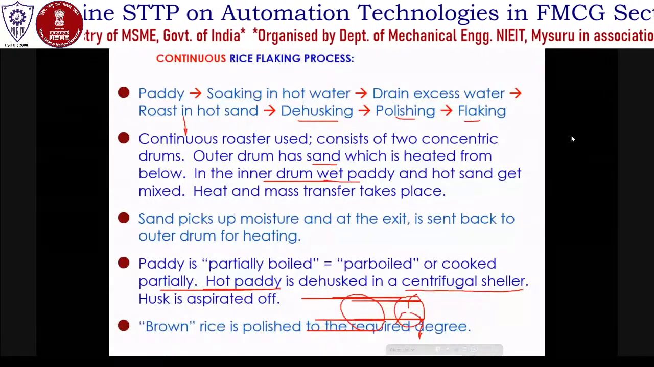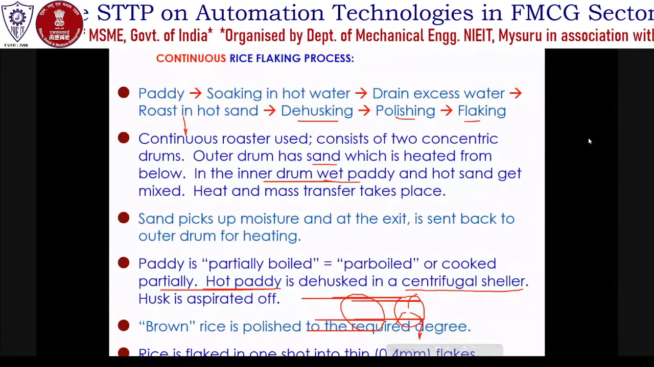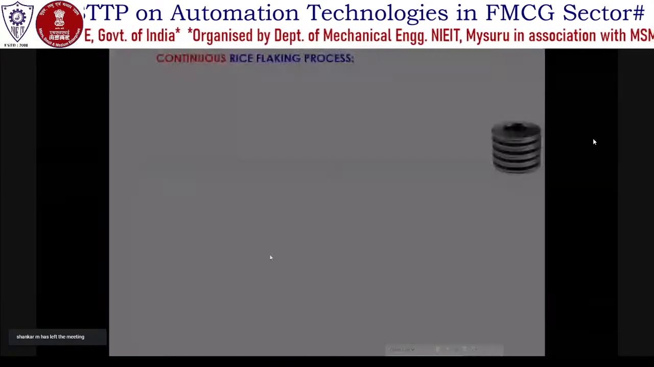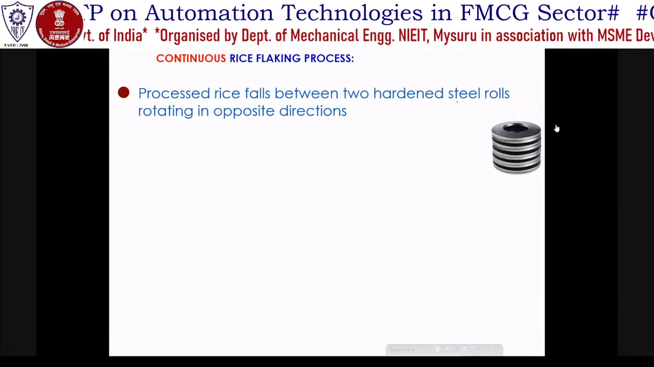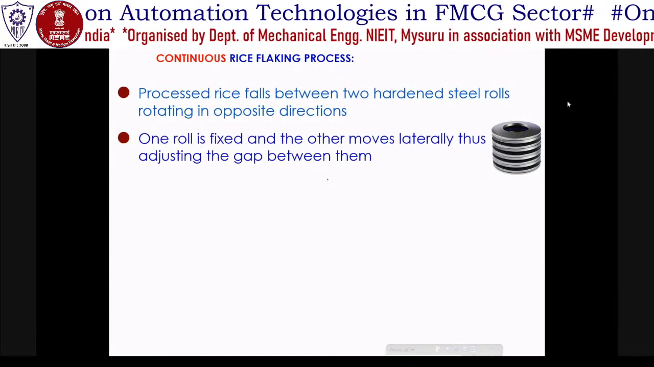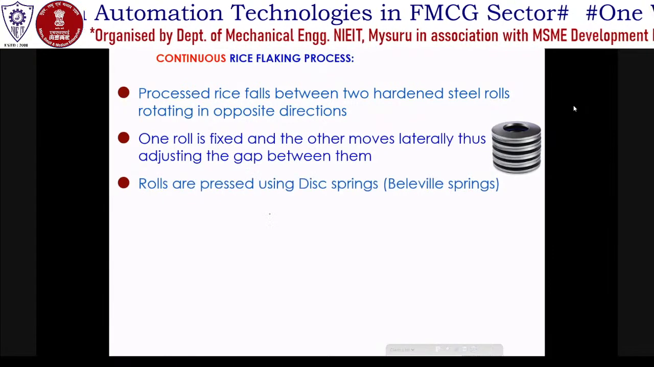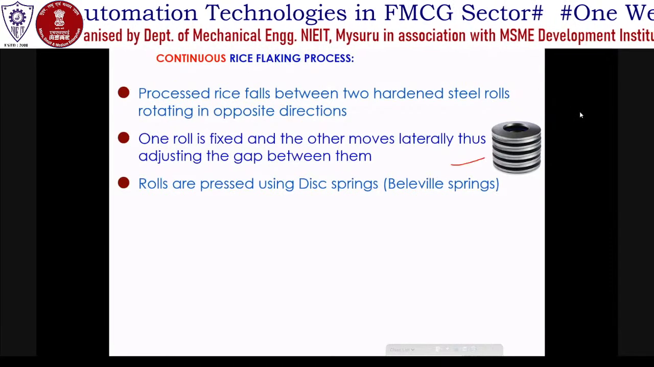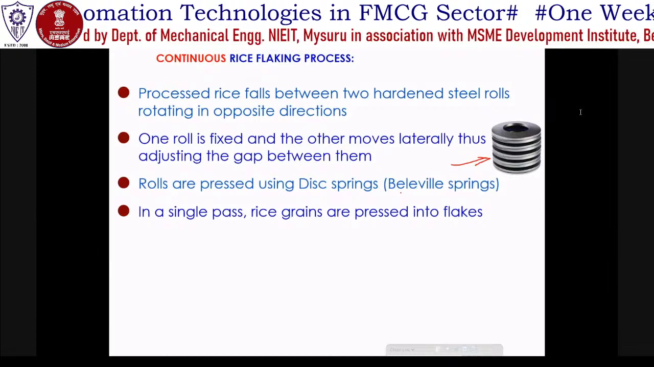So brown rice is polished to the required degree, and then rice is flaked in one shot into thin flakes, that is 0.4 millimeter thickness. Now the funny part is, when I do this, the processed rice falls between two hardened steel rolls rotating in opposite directions. One roll is fixed, the other roll moves laterally, therefore adjusting the gap, and they are pressed using disc springs or Belleville springs. So this is how the disc spring looks like, right? Why do we use disc springs? Because it saves a lot of space.